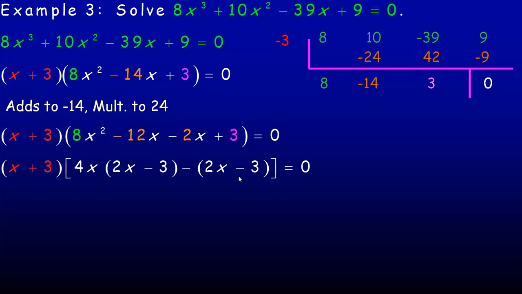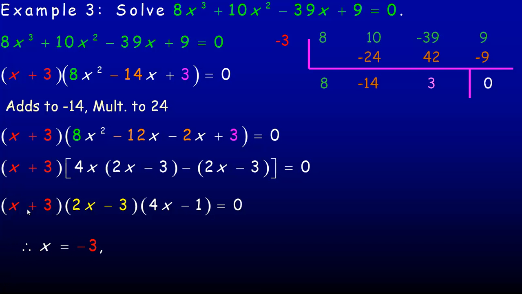And notice what's in the two brackets are the same. So we'll common factor a 2x minus 3 out, and so this is one factor. 2x minus 3 is going to be the other, and 4x minus 1 will be the third. And so we have our three binomial factors now, so we can solve to find the three solutions.